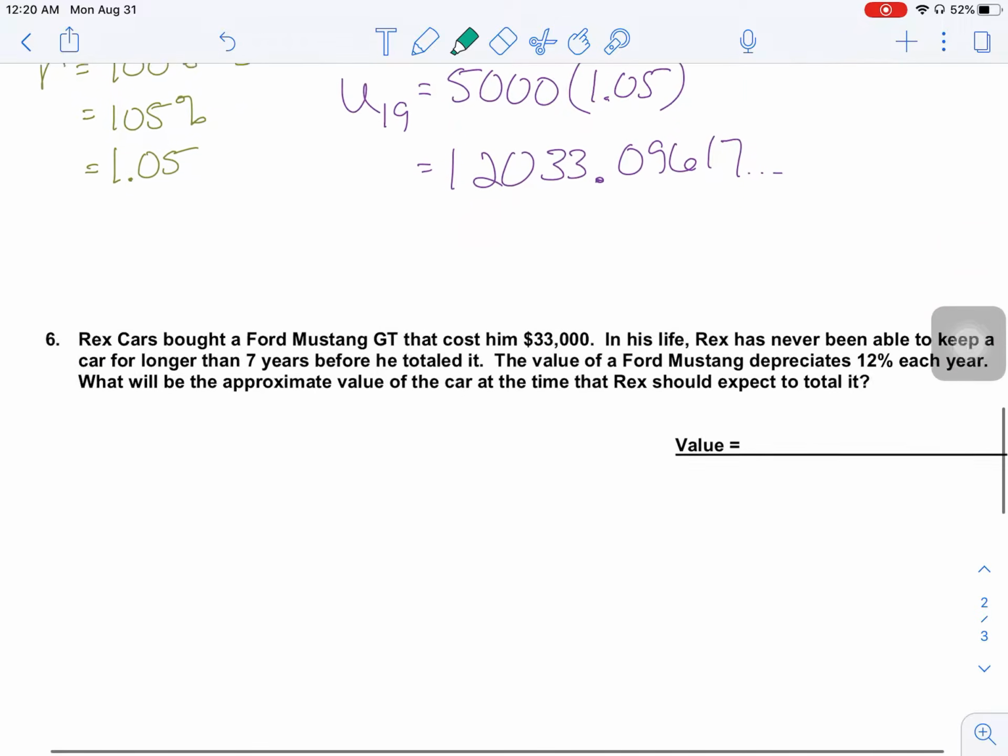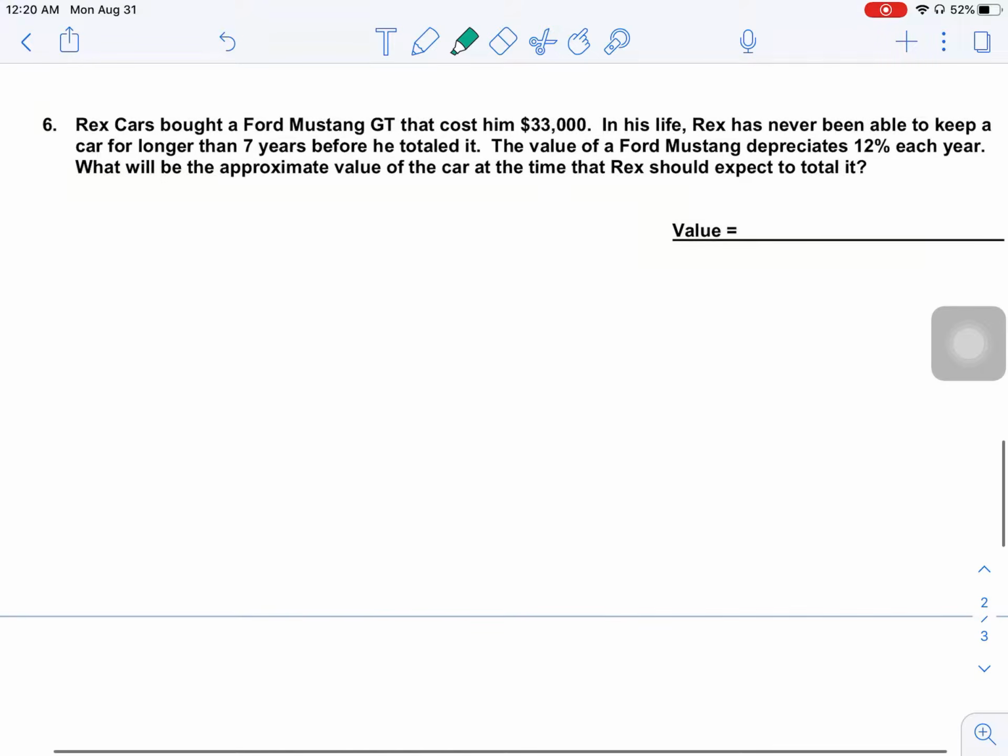Okay, last problem. All right, read it, annotate it. You know the drill. Okay, Rex Cars bought a Ford Mustang GT that cost him $33,000. Rex has never been able to keep a car for longer than 7 years before he totaled it. I don't understand that, but hey, to each his or her own.